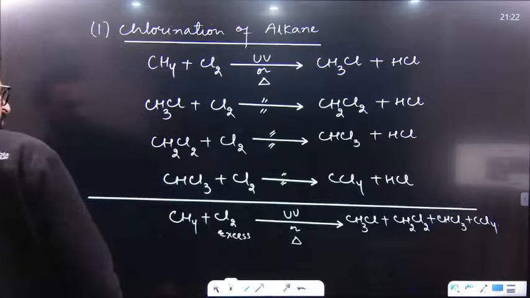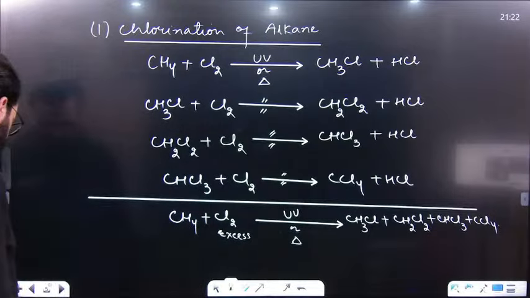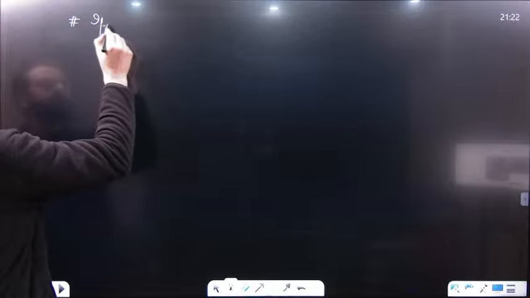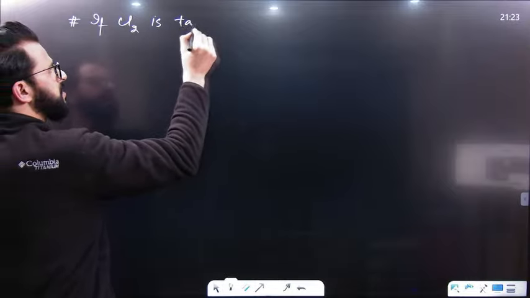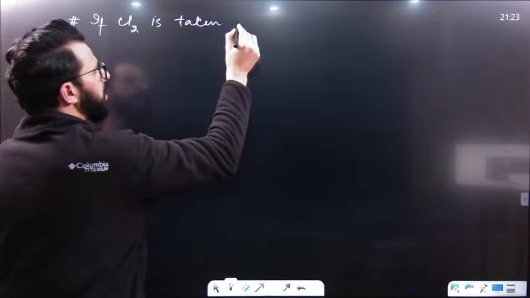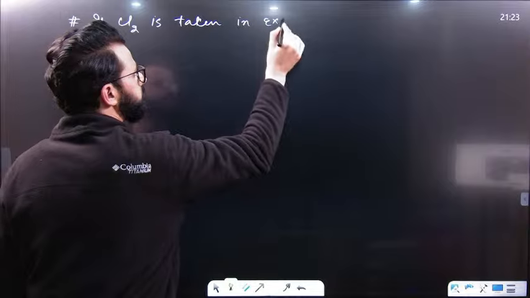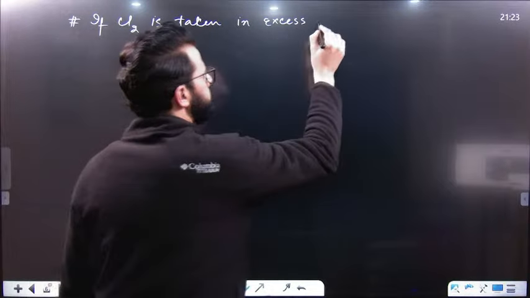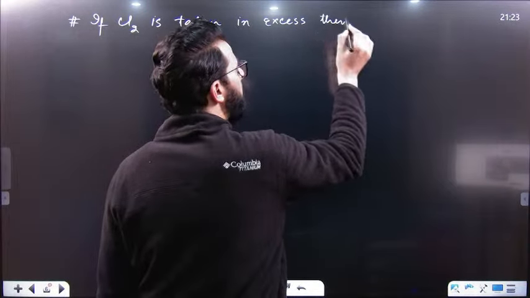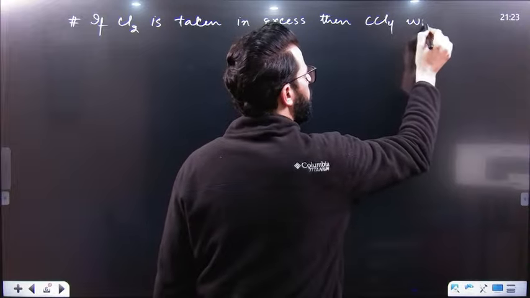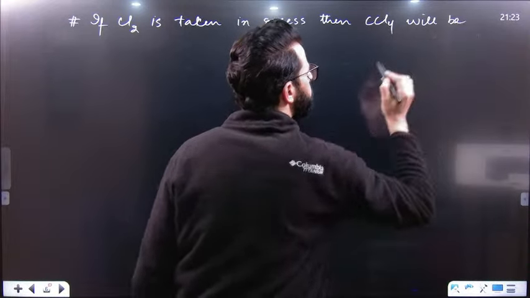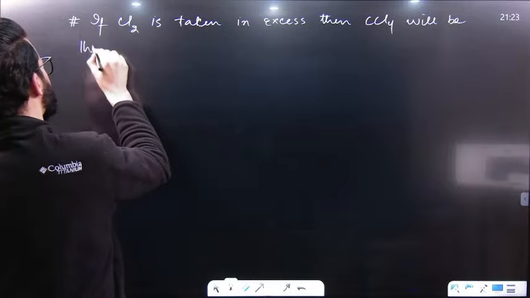Now, after this, note down these points. If chlorine is taken in excess, if Cl2 is taken in excess, then in the above reaction, CCl4 will be the major product.